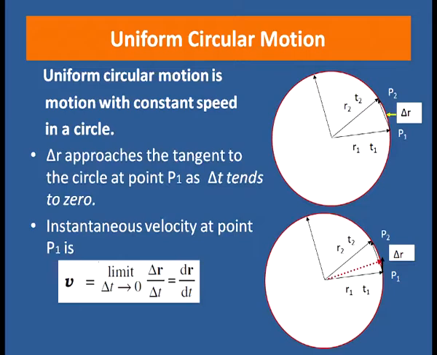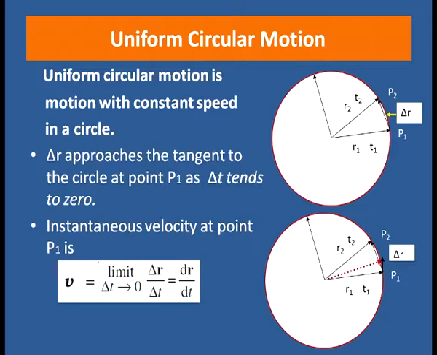That means, when the time interval is very small, the displacement vector is also very small and tends to be the tangent to the circle at the point P1. As you can see in the second figure, the position vector after a small time interval delta t is given by the red dotted line and the displacement vector delta r is given by the black arrow, which is the tangent to the circle at point P1.